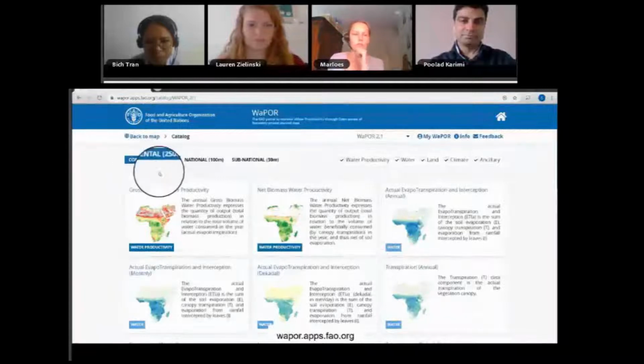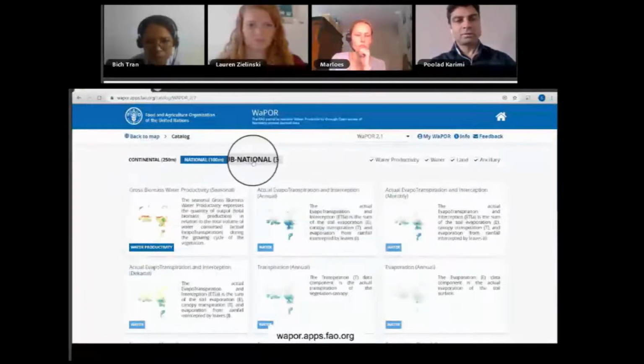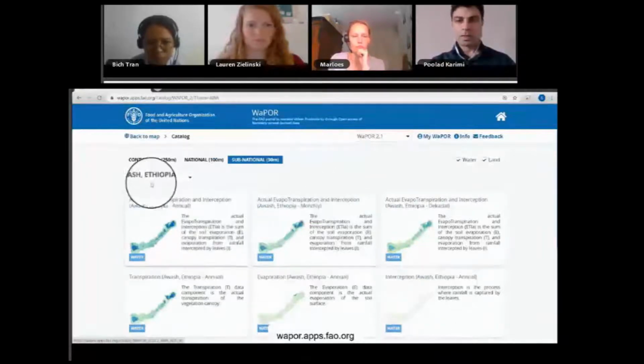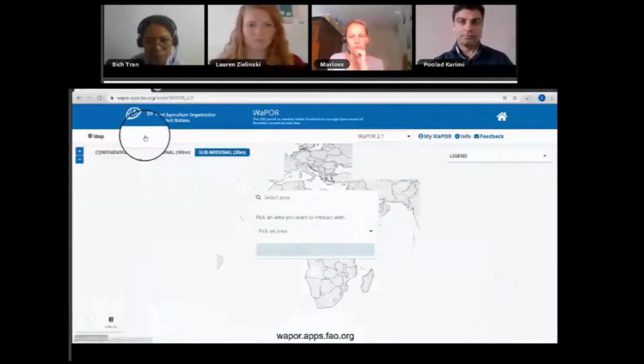This one is for the continental level. If you go to national and subnational, you can also search what's available for those scale levels. If you click on back to map, you go back to the main page.